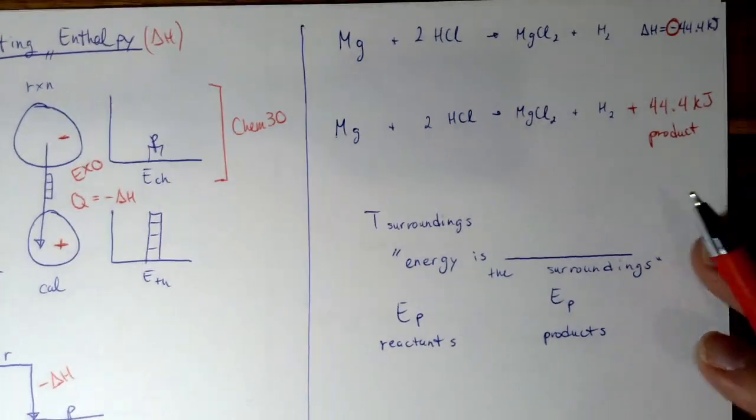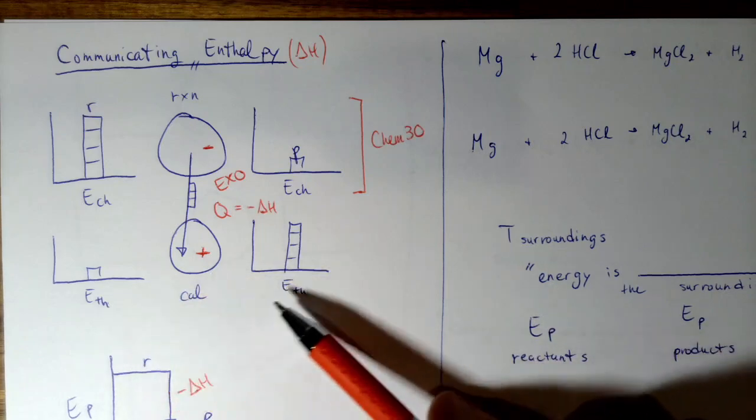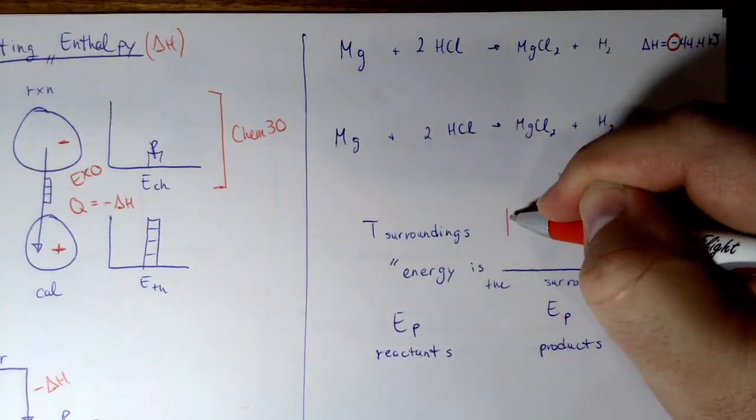A couple other ways we can know that it's exothermic: the temperature of the surroundings. So like we say, energy is going into the calorimeter, so then the temperature of the surroundings should be going up.